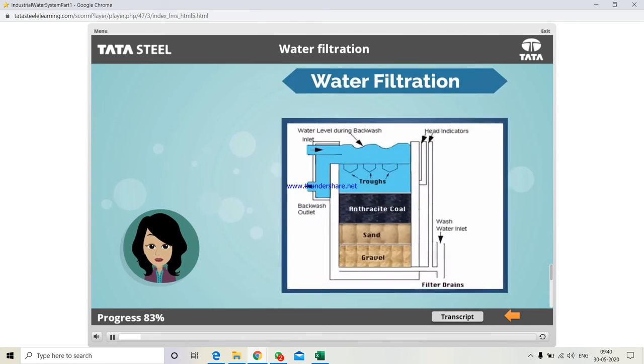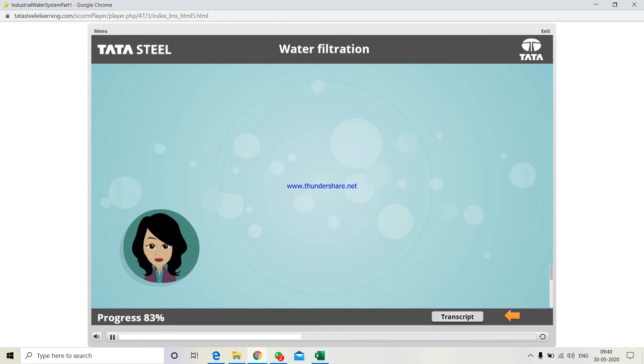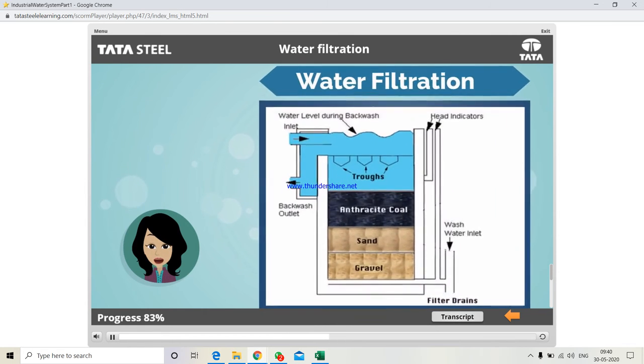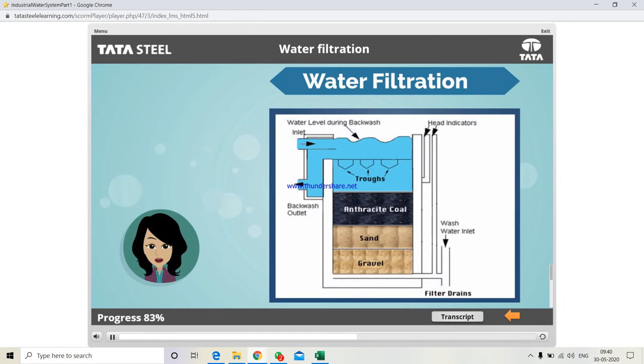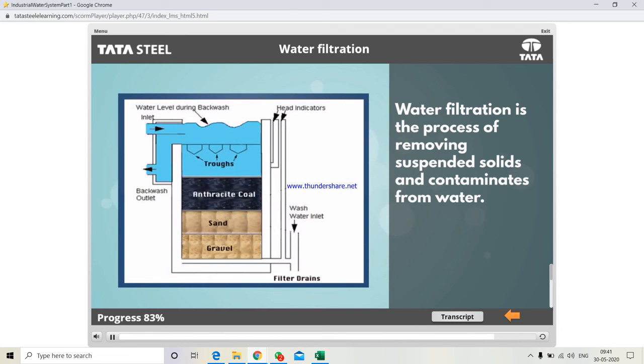As soon as the water leaves the rectangular tanks, it undergoes water filtration, which is the process of removing suspended solids and contaminants from water in a granular media filter. The filter media is contained in a pressure vessel of steel. The filter bed is typically 1 to 1.5 meters deep. The filter vessel usually has about 30% freeboard to allow for expansion of the filter bed during backwashing.